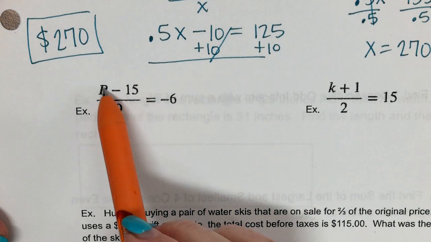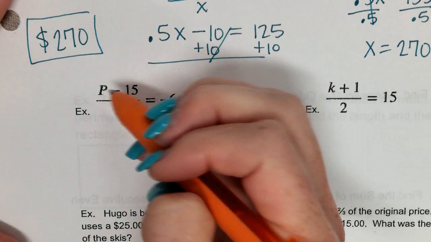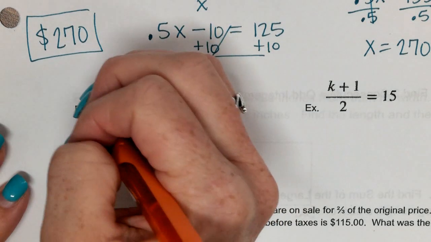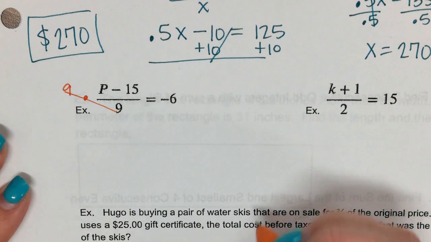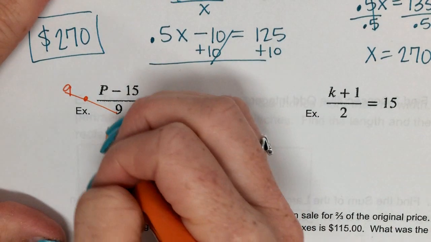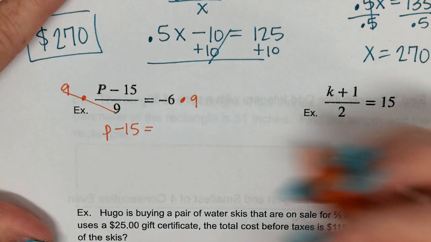Now we could go do P divided by 9 plus negative 15 divided by 9. But the easiest way to get rid of it is to say, hey, if the whole side is being divided by 9, I can get rid of dividing by 9 by doing the opposite, so I can multiply the whole side by 9, and whatever I do to the left, I have to do to the right. So I have P minus 15 equals a negative 6 times 9 is negative 54.